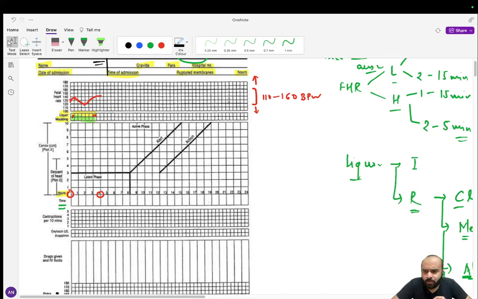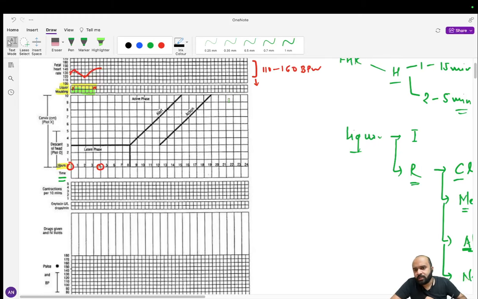Okay. So this was about the fetus. Now coming to the maternal side of things. First, I'll be looking at the cervix in centimeters, which is given over here. It starts from 0 and goes up to 10 centimeters, of course. Apart from that, there is also something called descent of head that is given over here. I'll tell you everything about it.